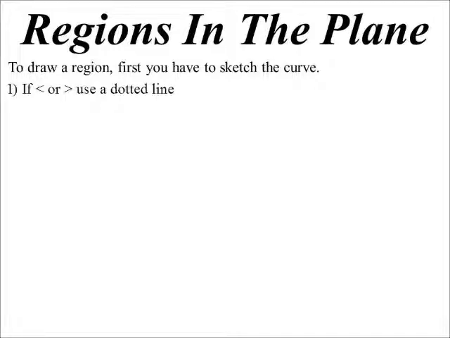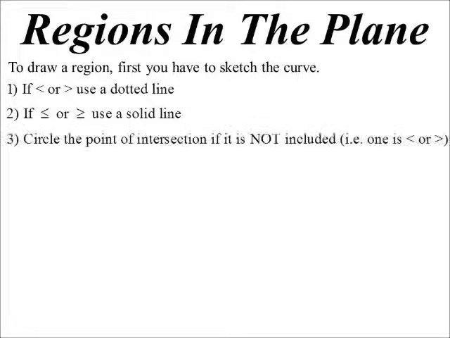First of all, we sketch the boundary. Same as with the number line, we would plot the point, which is the boundary. Now, if it's a less than or a greater than, we use a dotted line to indicate the boundary is not included. If it is included, then we would use a solid line. So the point of intersection is interesting. Is the point of intersection included or not?